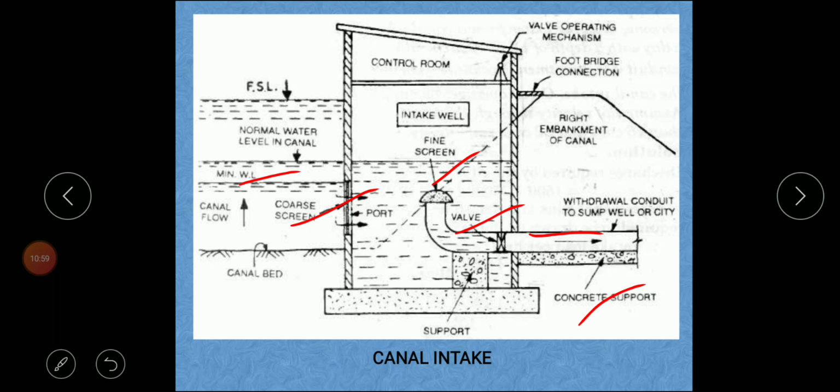It is a minimum water level. It is a full supply level. And here a foot bridge connection can easily operate the valve by standing here. It is a valve operating mechanism. It is a control room. This level is the normal water level in the canal. That is the canal bed.